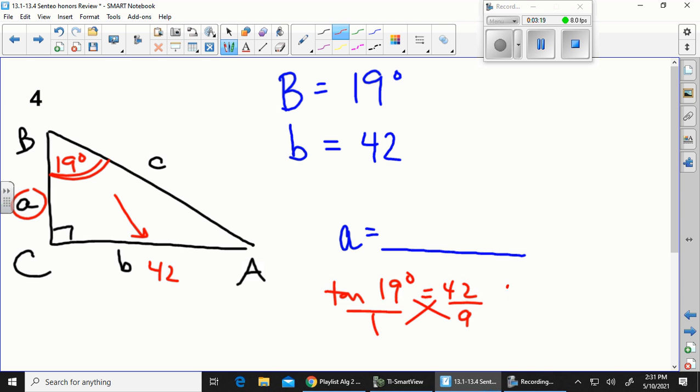Cross multiply. I'd have 42 equals tan of 19 times A. Divide by the tan of 19. So if in my calculator I do 42 divided by the tangent of 19 degrees, I had to change my calculator. I get, I don't know if that's right. Yes, I get 121 point, probably around 122. Okay, so that would be side A.